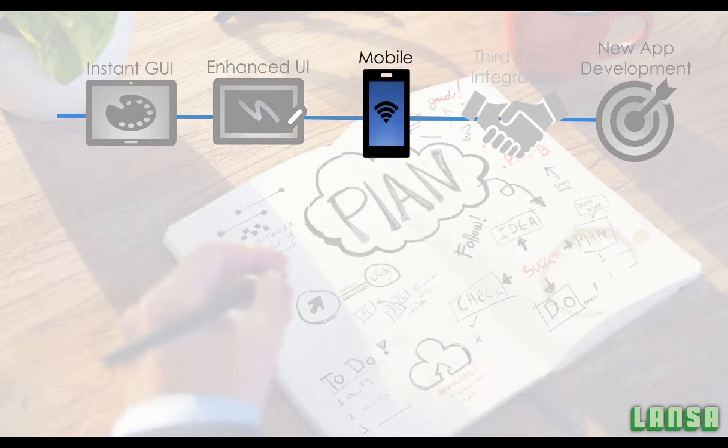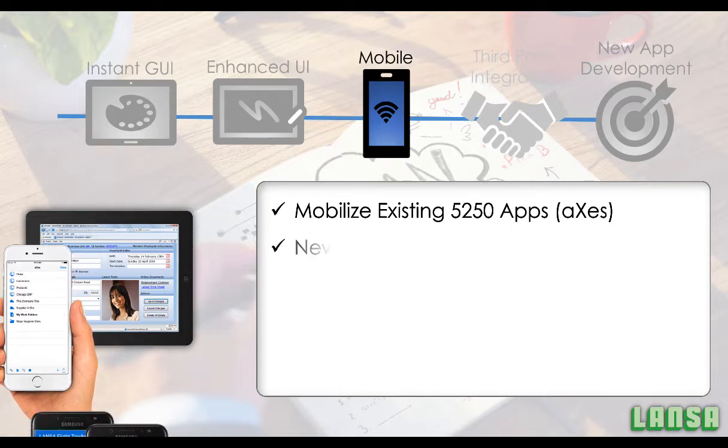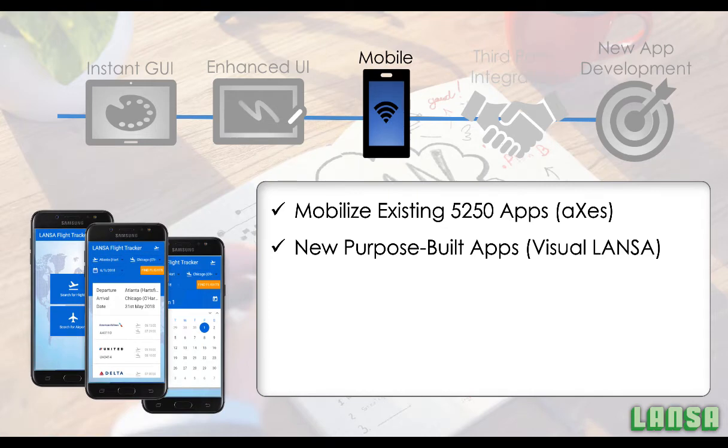All right, so now we're at mobile, and this is the first category where there's an overlap between Axis and Visual Lancer. So a natural question is, when do I want to use which product? Well, you'd want to use Axis when you need to quickly put your existing IBM i applications into the hands of your mobile users and make that available to them at any time from any place. You would use Visual Lancer when your 5250 applications do not lend themselves well to mobile.